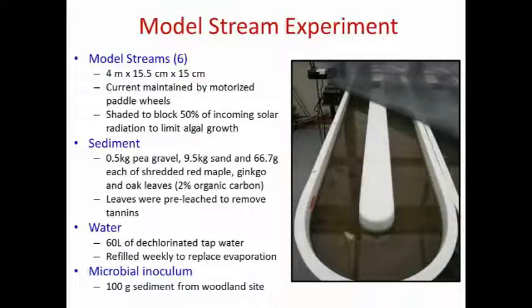So we made up an artificial sediment, which is made up of a small amount of pea gravel, sand, and then organic matter in the form of shredded leaves. So we took leaves, shredded them up, leached them to remove the tannins, and then added the leaves to bring us to about 2% organic carbon, which is the same level we see in our woodland stream. So a realistic amount of organic carbon. We used dechlorinated tap water as our water. We had to refill the water weekly to replace any evaporative loss. And we added as a microbial inoculum 100 grams of sediment from our woodland site. So we put in a real sediment to provide bacteria and algae that could then colonize the stream.